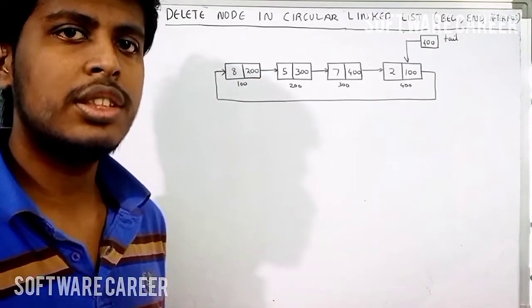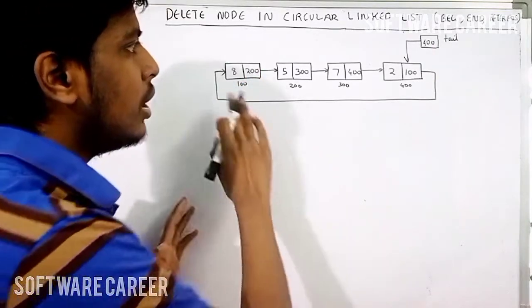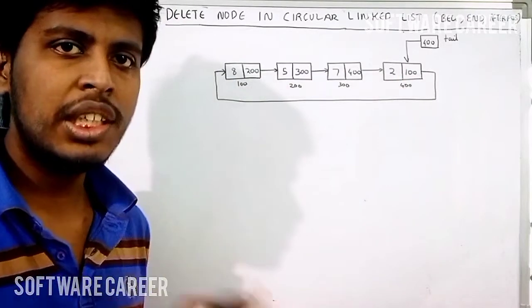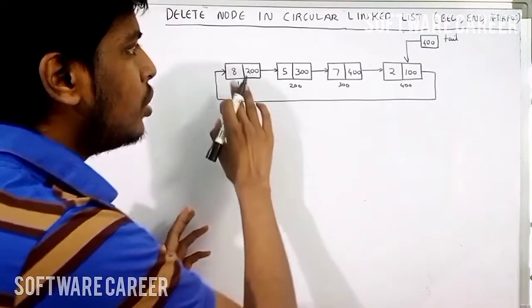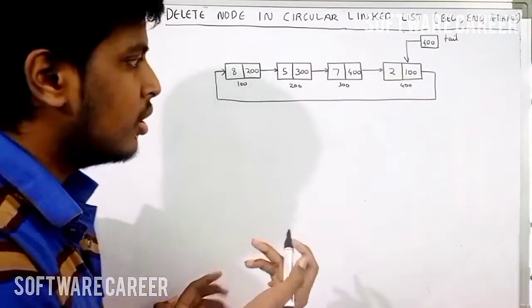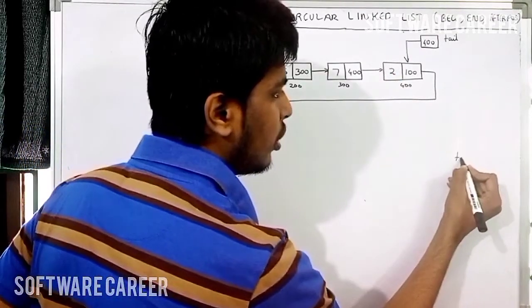What is the first step? You want to check whether the linked list is empty or not, because if the linked list is empty you can't delete any node from it. So how to check whether the linked list is empty? Here, I am taking the tail pointer.